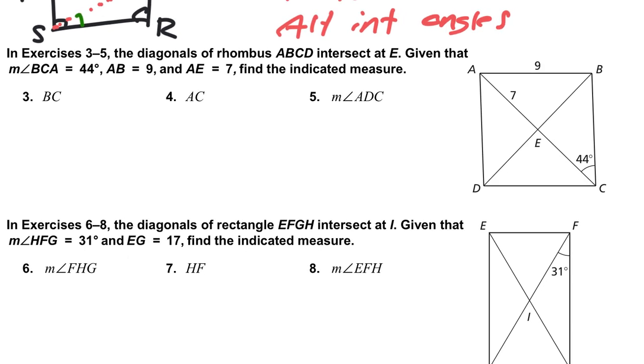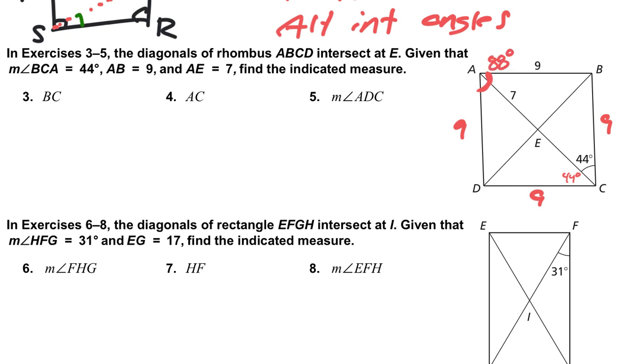All right, let's go to 3, 4, and 5. This is a rhombus. Things we know about a rhombus is opposite sides are congruent and the diagonals make a perpendicular, right? And they also are angle bisectors. So with that being said, here's what I know. If AB is 9, DC is 9, and then BC is 9, and AD is 9, and also these are angle bisectors. I'm going to have a 44 degrees here, which means the whole angle is 88 degrees.